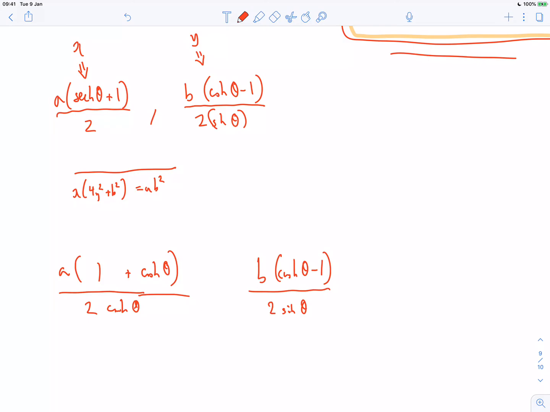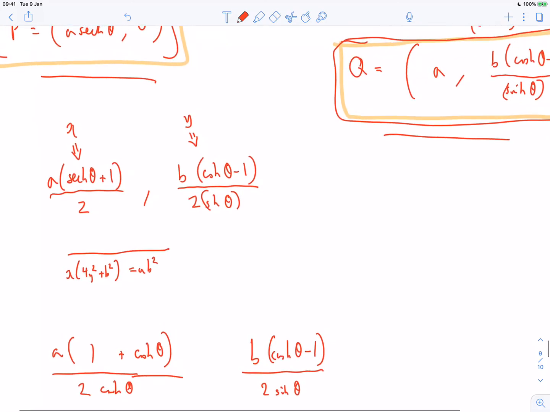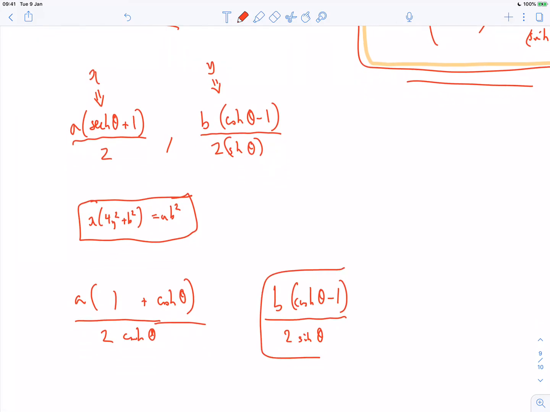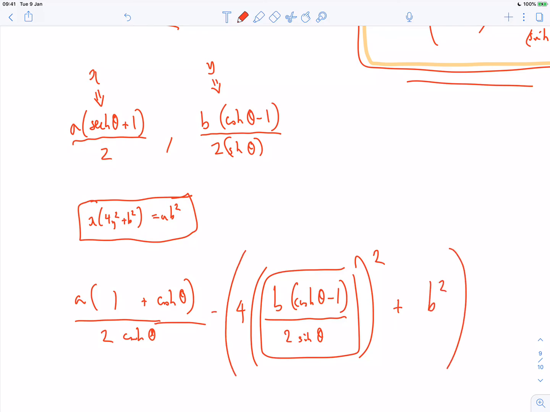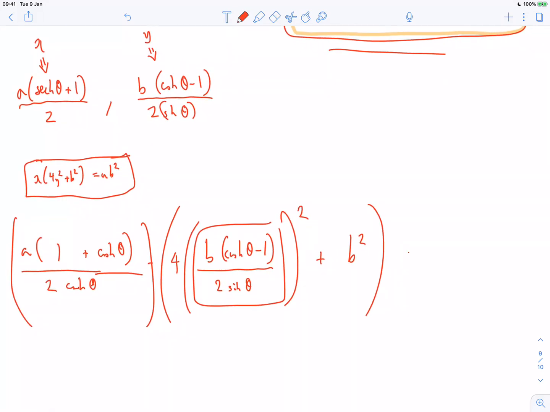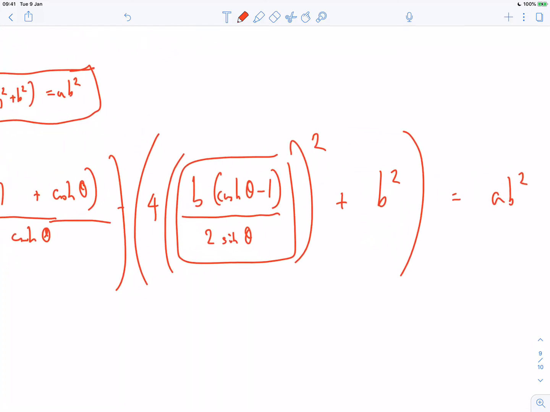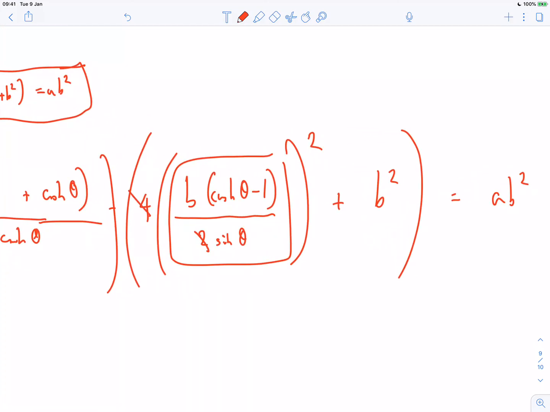Well, let's work out what we're supposed to prove. We're supposed to prove this thing is the case. So we've got to prove that this thing squared, times by 4, and then add b squared, if we then times it by x, which is this thing, equals ab squared. That's essentially what we're trying to do. If we can show this, then we're okay. Oh man, that's not cool. Anyway, let's do some things. Well, first of all, the 2 and that 4 will cancel.